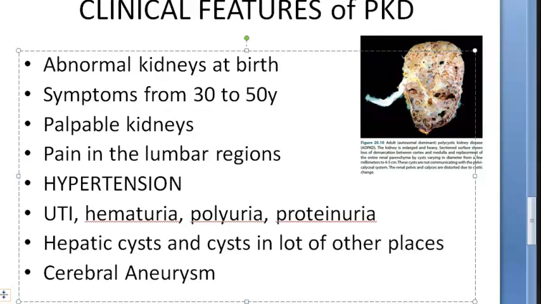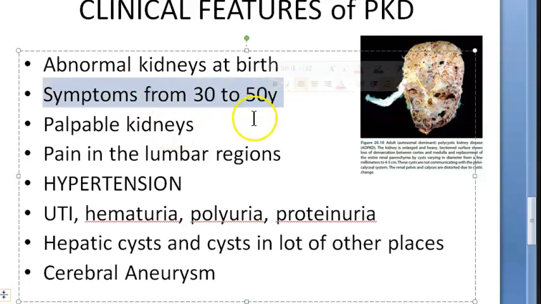A lot of other places, only I will write, okay? He can have cysts in pancreas, spleen, lung, anywhere, okay? So what and all are the clinical features? Now you tell me. Abnormal kidneys at birth will be there. If you probably do an ultrasound or something, you may find out. But otherwise, symptoms will start appearing at 30 to 50. Now our patient is 33-year-old.